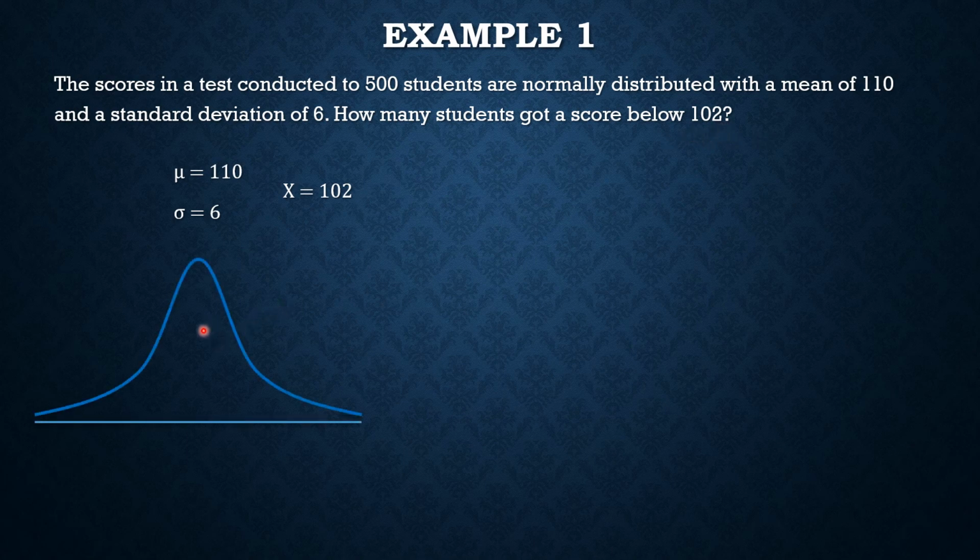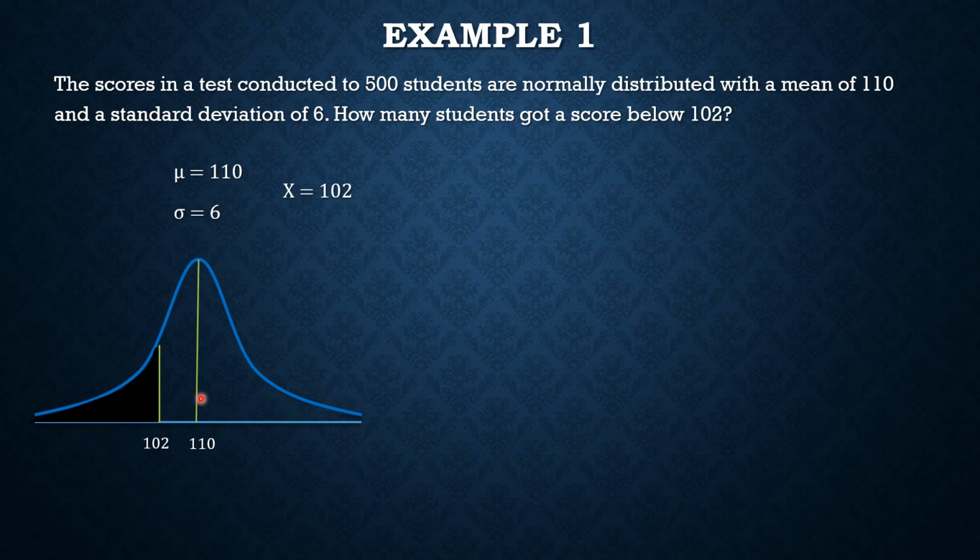Next is to sketch the normal distribution curve like this one. And here we have the mean of 110 and the raw score of 102. And then by analyzing the problem, sinasahanap yung number of students na nakakuha below 102. So matatagpuan yan dito sa left side na ito.